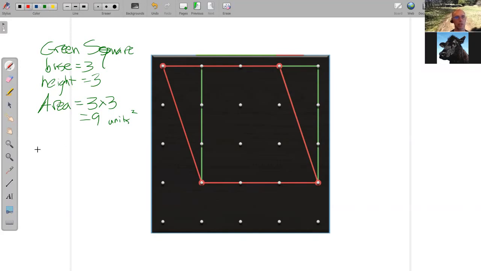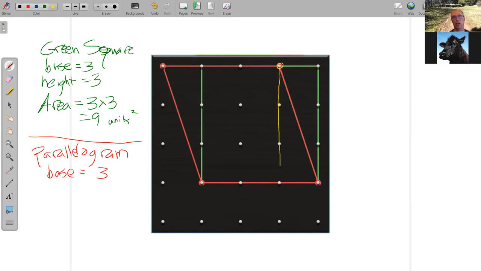Now, I'm going to next make a note about the parallelogram. The parallelogram definitely has a base of 3. It has the same base as the square. Now, the height always has to be measured perpendicular to the base line. There's a couple ways I can view that. If I pick this point up here to measure the height, I have to come straight down so that I hit the baseline at a right angle. And so I can see this parallelogram has a vertical height, an altitude, of 3 also.